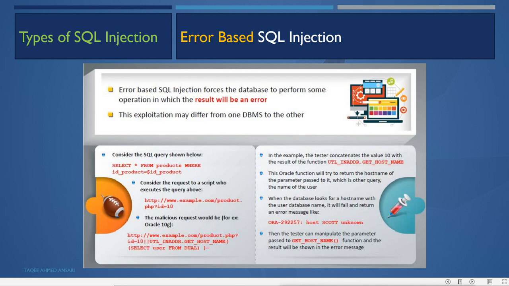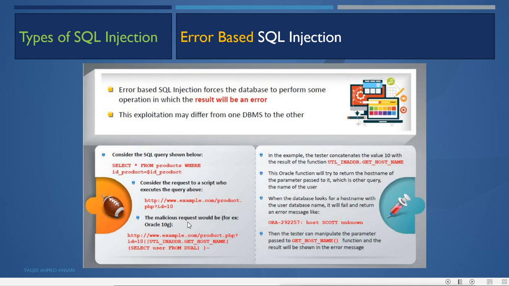For example, consider the SQL query here. It says select star from products where the product name is equal to ID product. It is giving the variable here. Now consider a request to a script that executes the query above. So this query will be executed like this, where ID is 10. So the malicious request would be for Oracle 10G. This is for the Oracle 10G database.